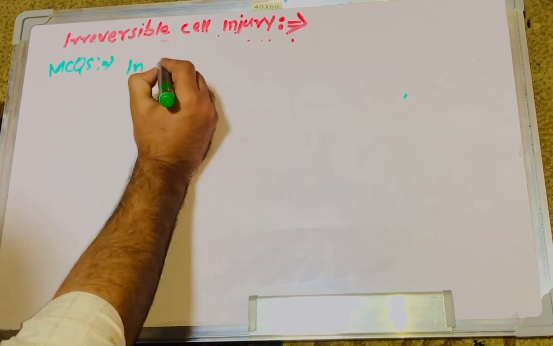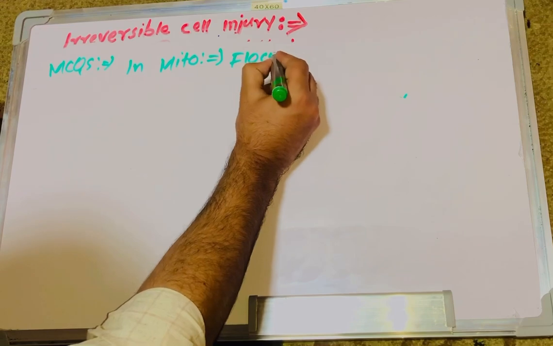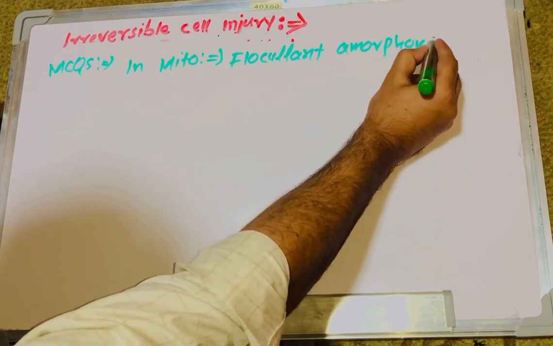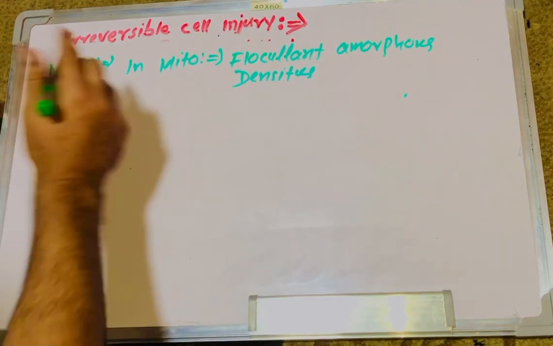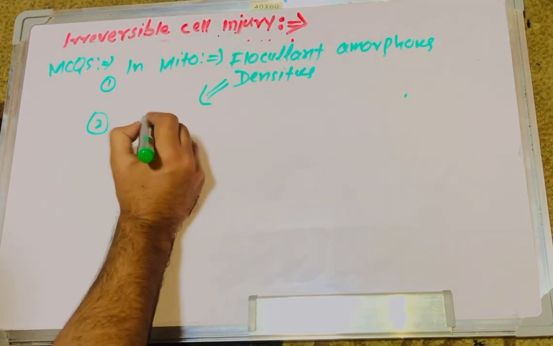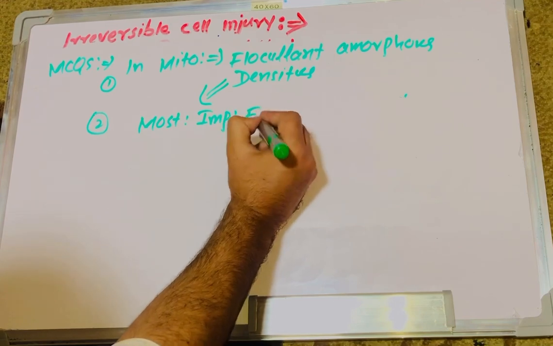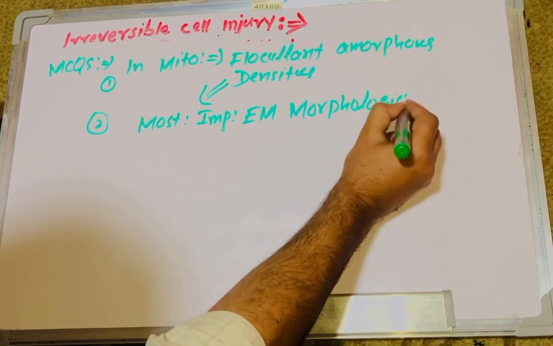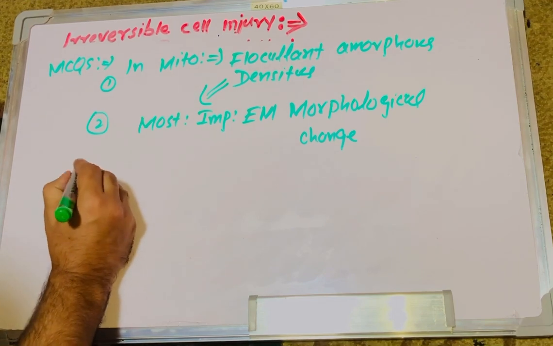In mitochondria, formation of flocculent amorphous densities occurs. Number two, flocculent amorphous densities are the most important electron microscope morphological change in irreversible cell injury.